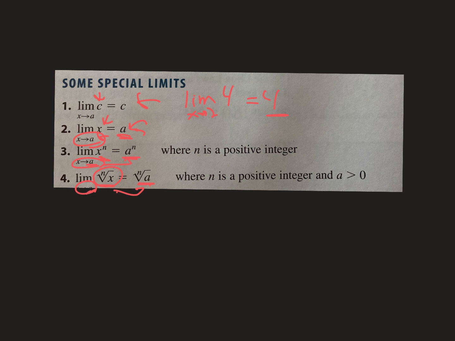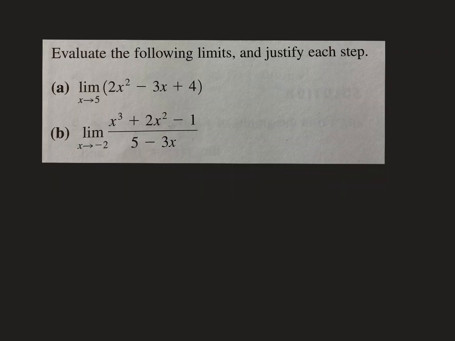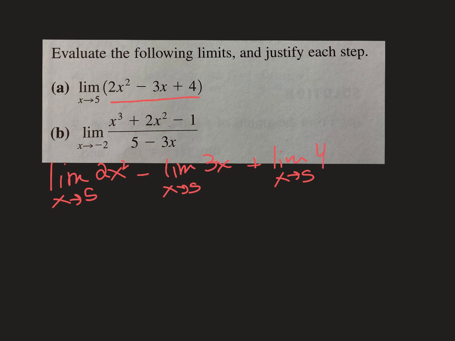Let me show what I'm talking about. Okay, it says evaluate the following and justify each step. We're not going to justify, we're just going to evaluate. And here inside here I have addition. We've already talked about this today. You can break that up, each one. So I'm going to go limit as x approaches 5 of 2x squared, minus the limit as x approaches 5 of 3x, plus the limit as x approaches 5 of 4.